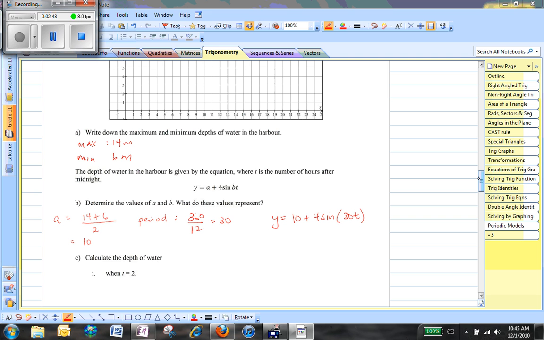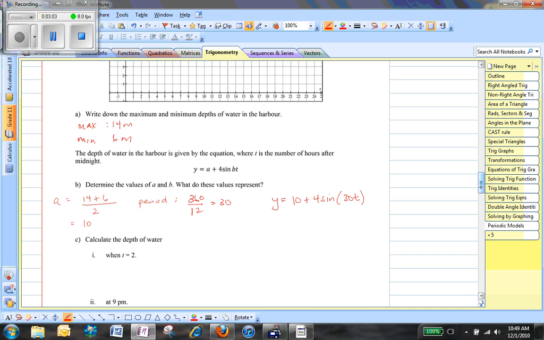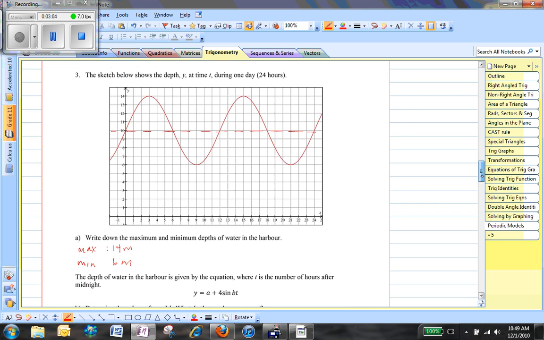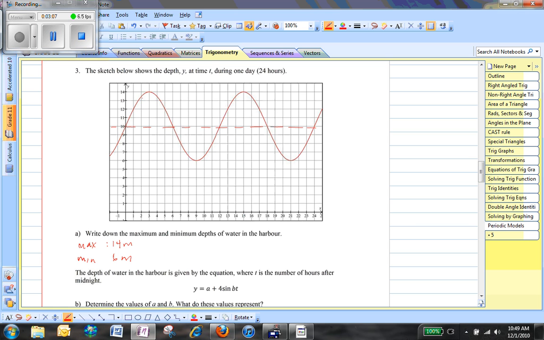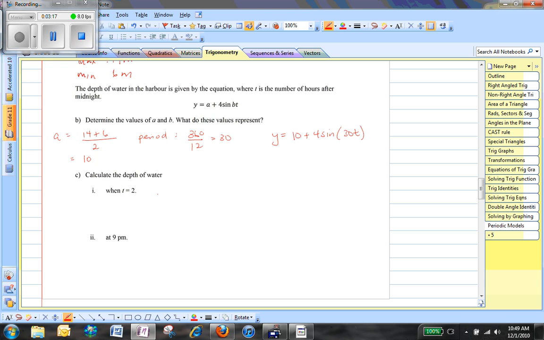It then says calculate the depth of the water when time is equal to 2. Well, not only can I see it here approximately on my diagram, I can calculate it. I can look at my graph and get a good estimate of it. So if I estimate, it's a little bit above 13 and less than 14, so I'm going to guess 13.5. That's my guess. I think it's a pretty good one, but I'm actually going to calculate it now.